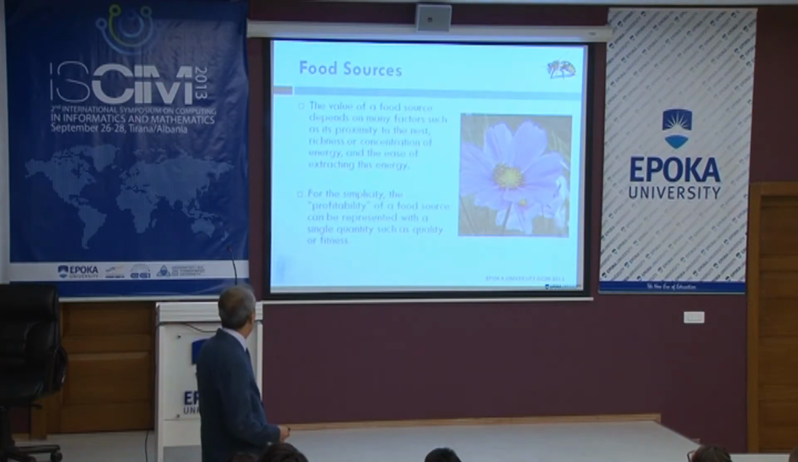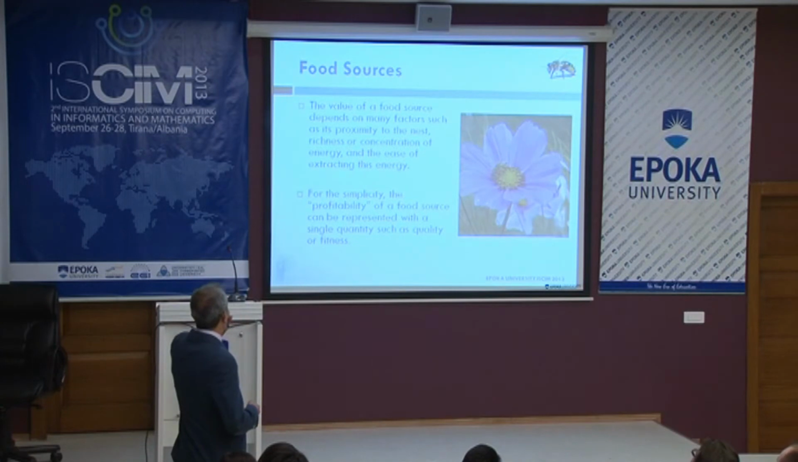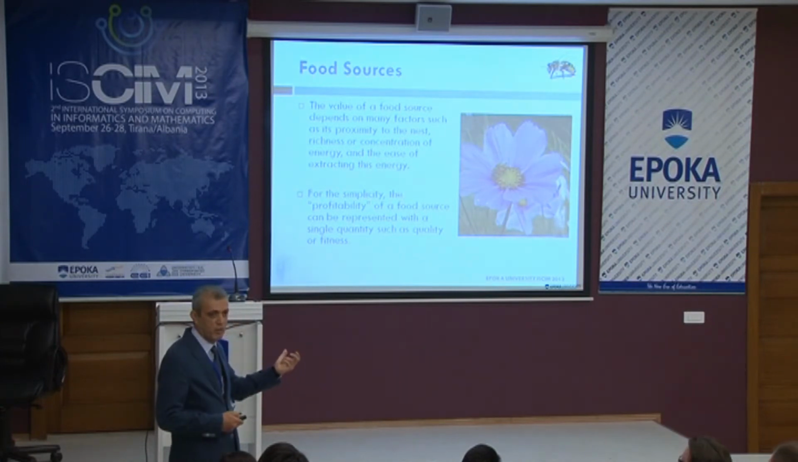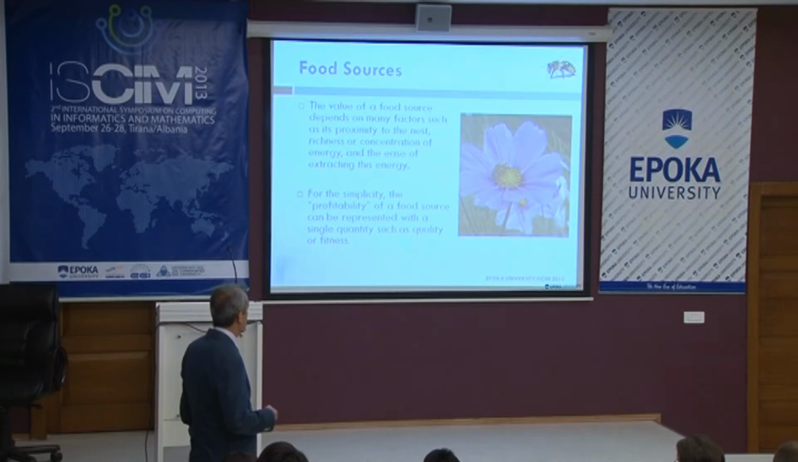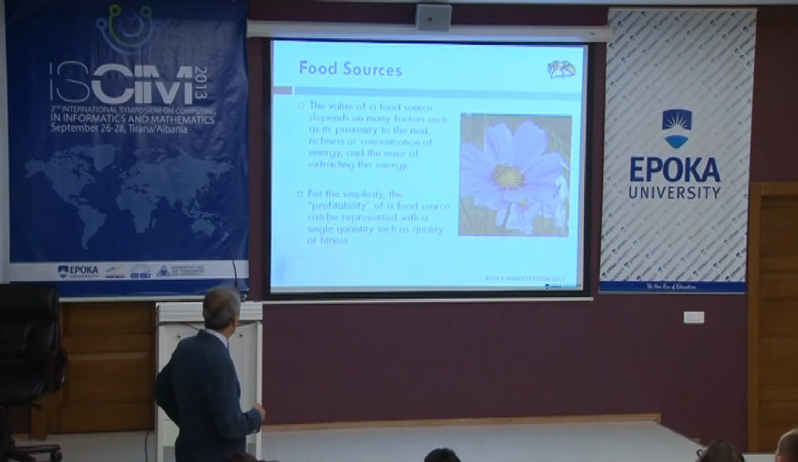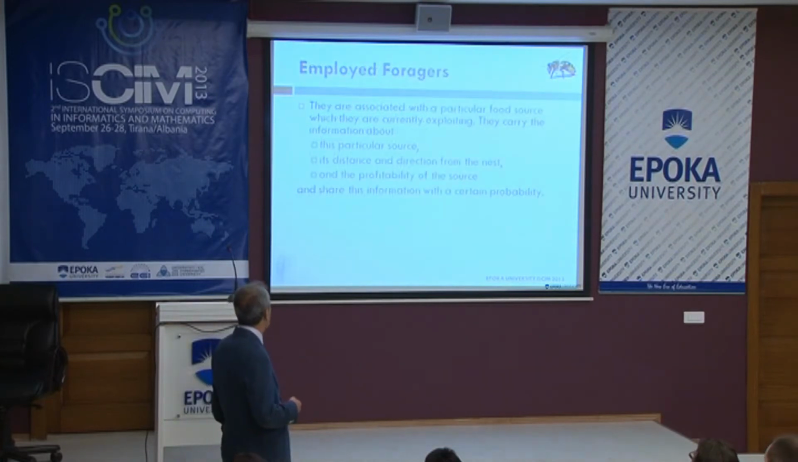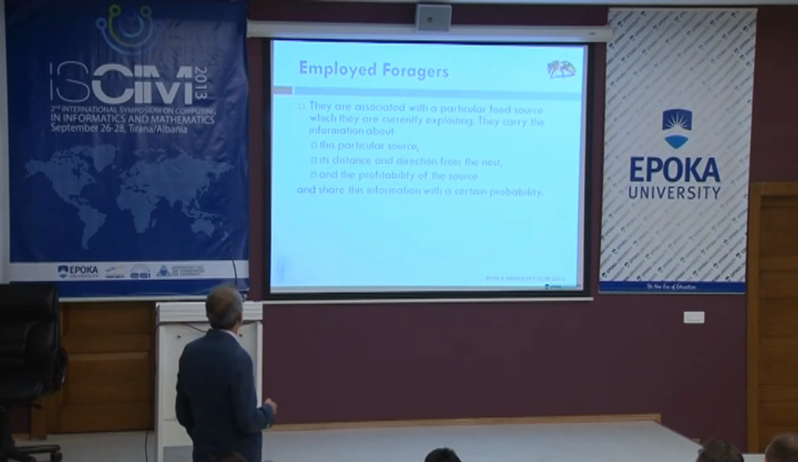Food sources. The value of a food source depends on many factors, such as its proximity to the nest, richness or concentration of energy, and the ease of extracting this energy. There are several parameters. For simplicity, the profitability of a food source can be represented with a single quantity, such as quality or fitness, especially in the algorithmic phase. We just say fitness or quality of the food source. But profitability depends on several parameters, and we have to consider these parameters to decide whether this food source is good or bad, nice or not nice.